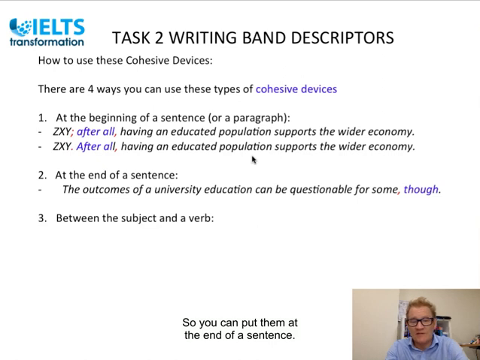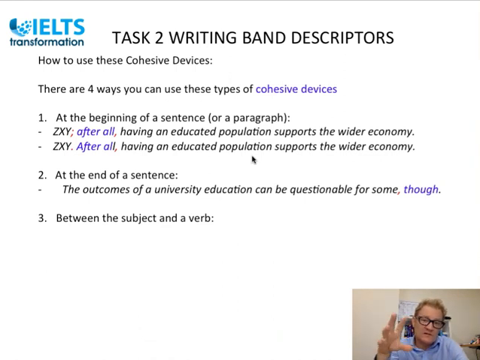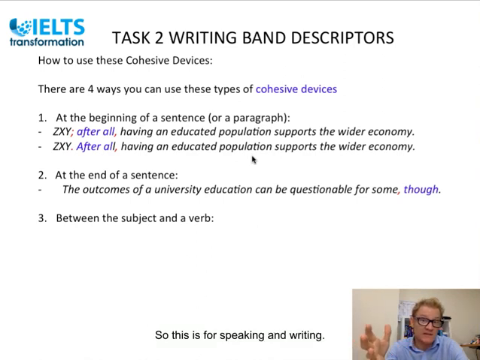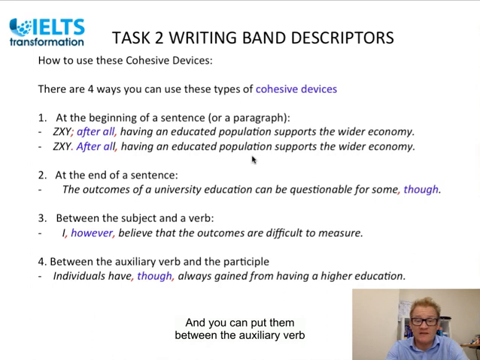You can put them at the end of a sentence. Look, the outcomes of a university education can be questionable for some, though. All of those, in theory, can be put at the end of the sentence. We do this as a matter of style in speaking, so this is for speaking and writing. We can put them between the subject and the verb. I, however, believe that the outcomes are difficult to measure. And you can put them between the auxiliary verb and the participle. Individuals have, though, always gained from having a higher education.